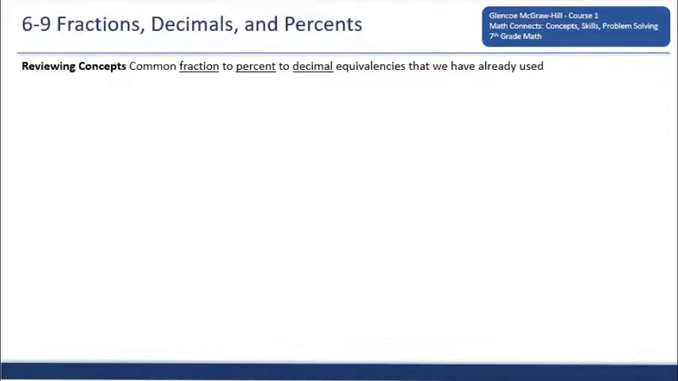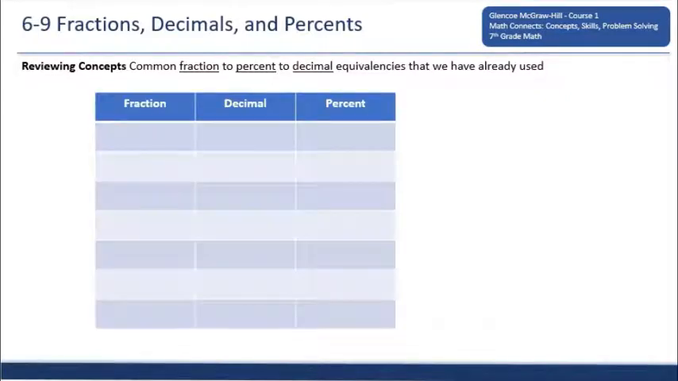All right, to get started today, we're going to review some concepts of converting common fractions to percents to decimals. We've done this previously this year and last year. So we're going to take 1/4 and convert it to a decimal. So 1/4 of 1 is 0.25. And then if we want to find a percent, we multiply it times 100 and get 25%.